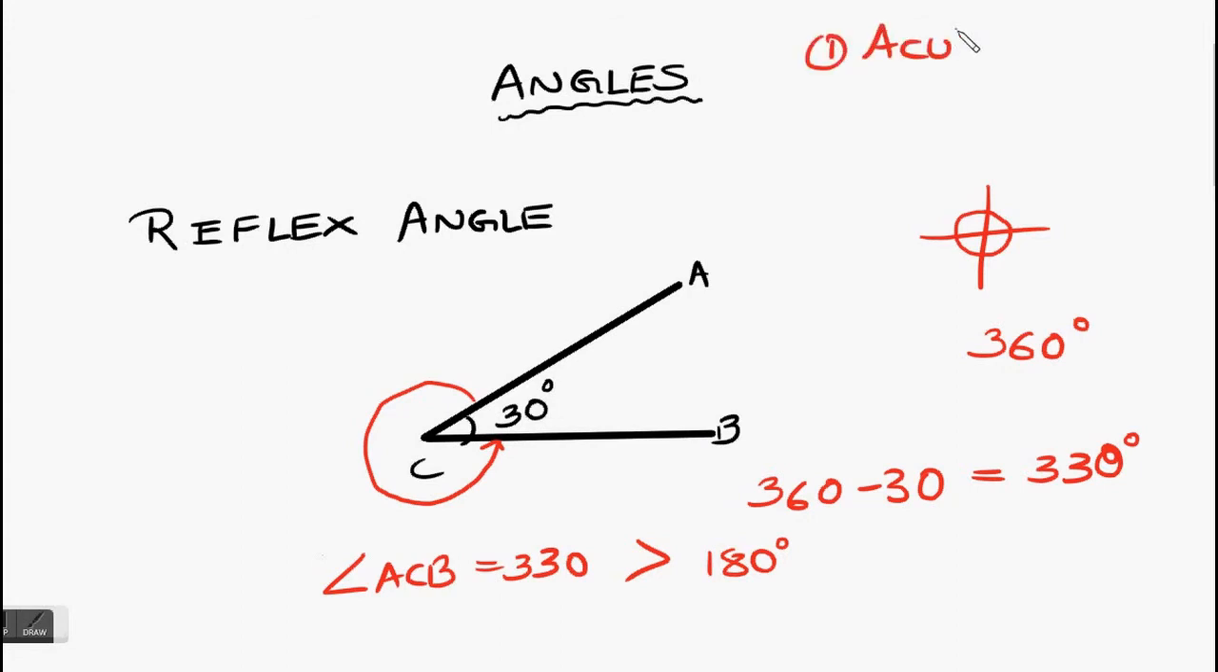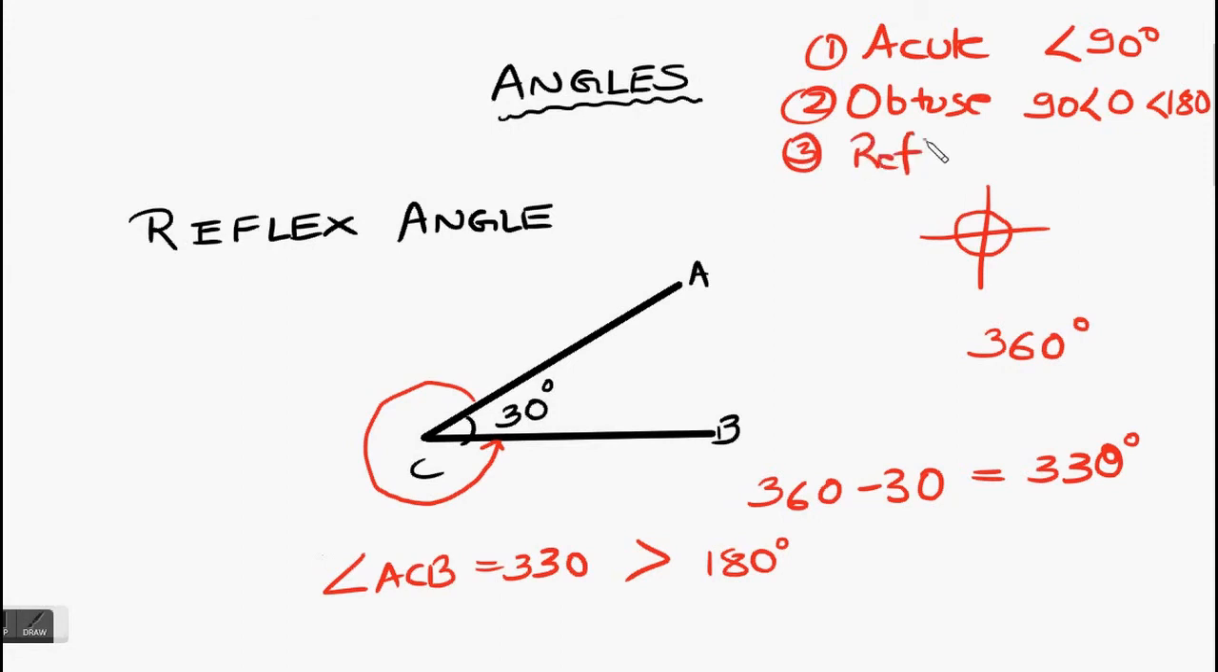So now you know all the three types of angles. One is acute, which is less than 90 degrees. Second one is obtuse, which is greater than 90 but less than 180, and anything more than 180 is reflex. Here O is obtuse. So acute angle will be less than 90, obtuse will be between 90 and 180, and reflex will be more than 180. I hope this concept is clear.